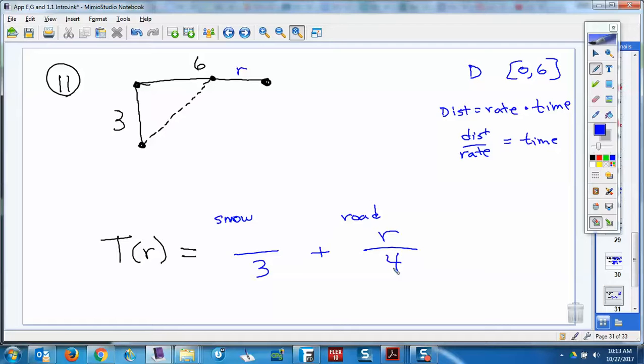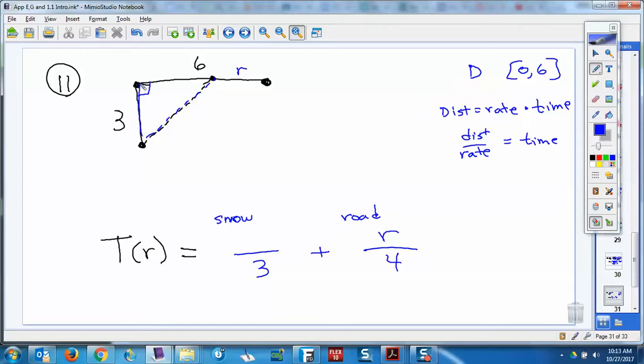R. His road distance is R, right? That's what we defined R to be, his road distance. So this should be time, right? This is distance divided by rate. Now we need his snow distance. That's this right here. How do we get that?